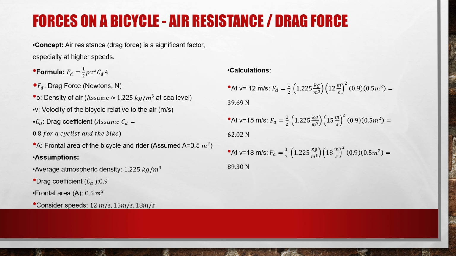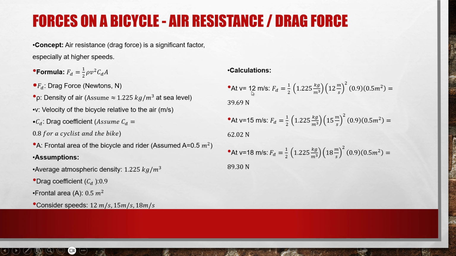And here we assume the density of air to be 1.225 kilograms per meter cubed, the drag coefficient 0.8, and for A, we assume it to be 0.5 meter squared. And here we can assume the speeds to be 12 meters per second, 15 meters per second, and 18 meters per second. And over here, when we calculate, I basically just plug in the values into their corresponding positions.